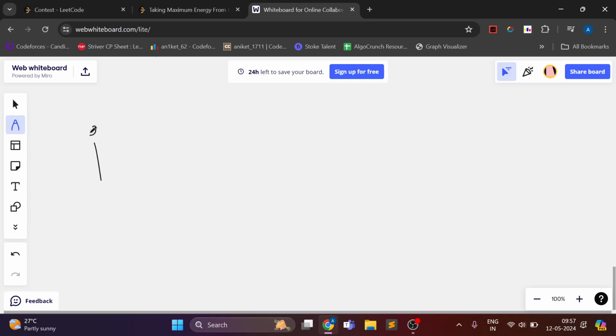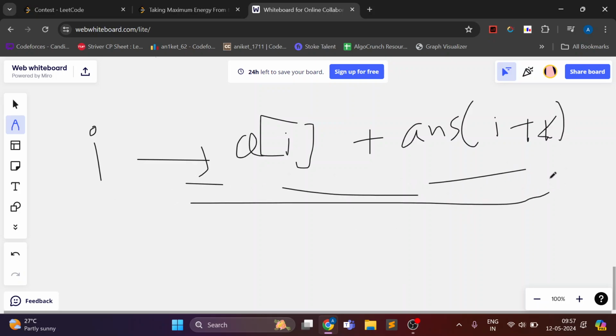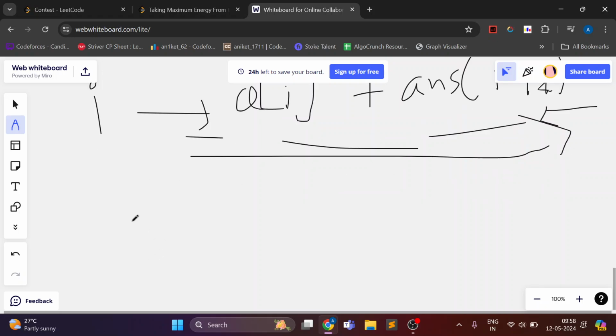So if I start from I plus 1, what will be my answer? The answer would be something like a of I plus the answer when I start from I plus k. This kind of transition was expected in this question, so you can do this with pre-computation, or you can write a recursive 1D DP, but just iterating from last to start seems a pretty simple solution.